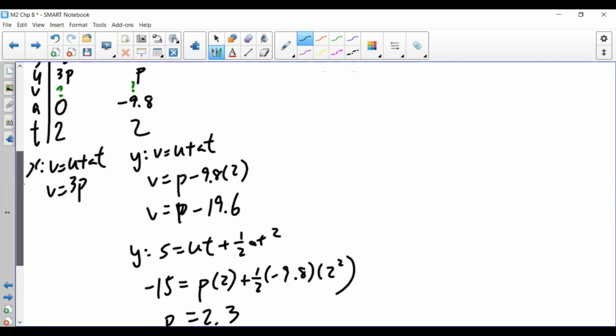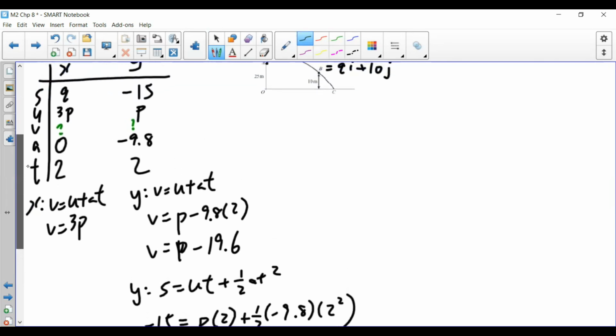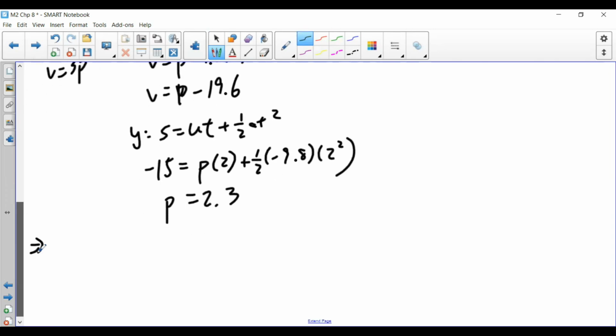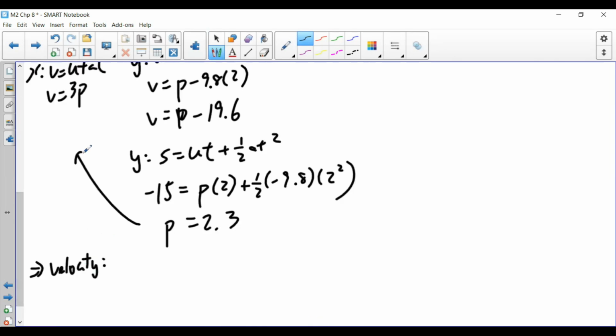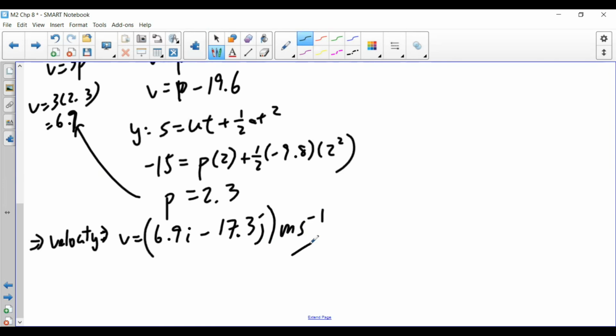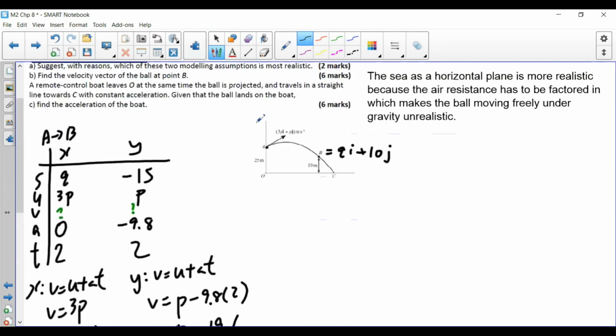Now, since I got P equals 2.3, I can work out X quite easily. So therefore the velocity is 3P. So V equals 3 times 2.3, which is 6.9 I. And for the y-axis it is 2.3 minus 19.6. That will be minus 17.3 J meters per second. And that's the velocity vector. Okay, so what I did was I substituted P into here. So I got minus 17.3 J.